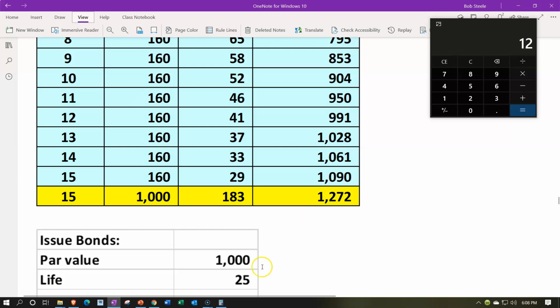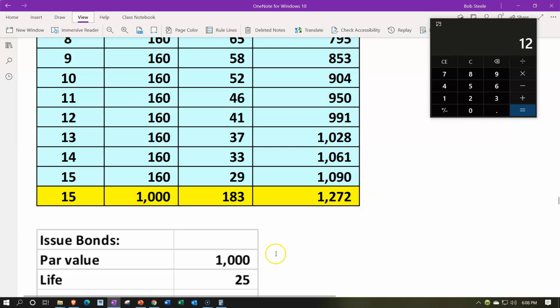If we were then to present value the 1,000 in a similar fashion, we get a higher result due to the fact that that 1,000 is closer to being paid at this point in time. It's not 25 years out anymore. It's only 15 years out. It's worth 183. Adding that to the 1,090 gives us the 1,272, that being in essence the price of the bond, although no pennies are included here.